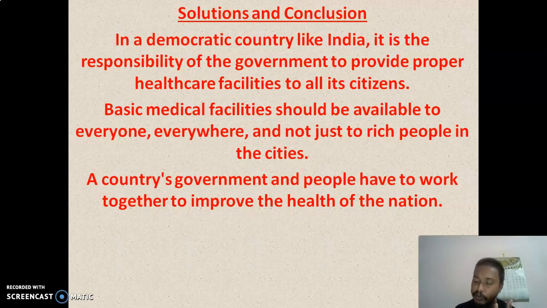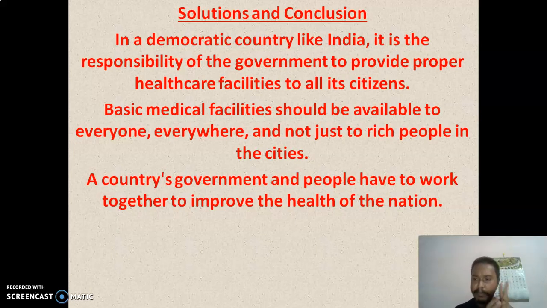For the rich people in cities, no problem, but villages, and especially poor people in the villages or in the town, have a problem. So that needs to be taken care of, and it is the government's duty to work together and improve the health of the nation. This is the conclusion we have come to with this lesson. Now we'll see solutions.